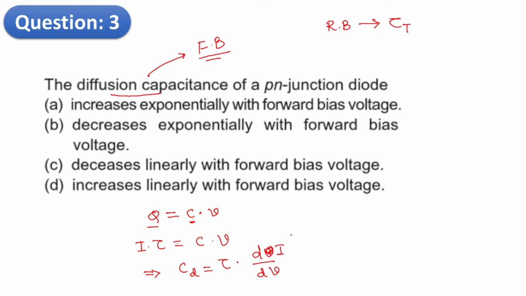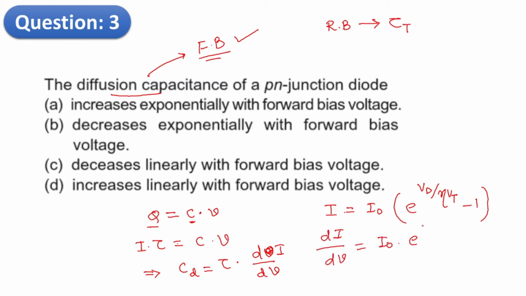And what is I? I is the diode forward current, because this capacitance is in forward bias. The forward diode current I is equal to I naught into e to the power Vd, the voltage across the diode, divided by eta Vt, minus 1. We can differentiate this. So di by dv is equal to I naught into e to the power Vd divided by eta Vt.